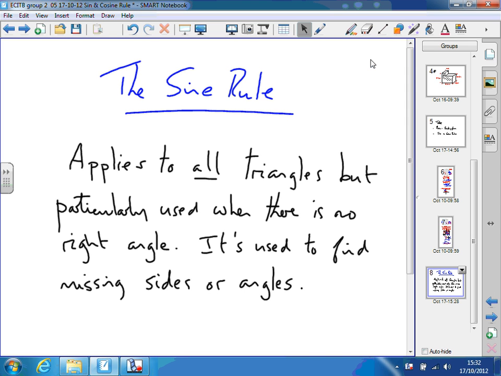Rule then. Well, there's two rules, the sine rule and the cosine rule. We'll look at the sine rule first. That's probably the easiest to use. So if you can use either rule, use the sine rule because that's easier, I would suggest. It's up to you. It applies to all triangles, but particularly it's used when there's no right angle. So it's used to find the missing side or angle.